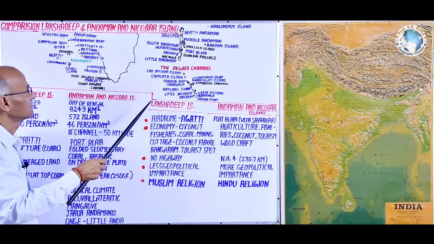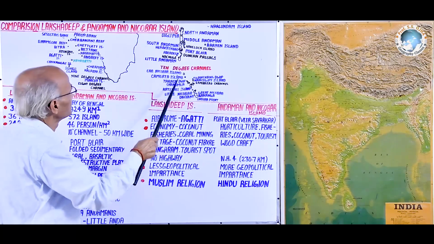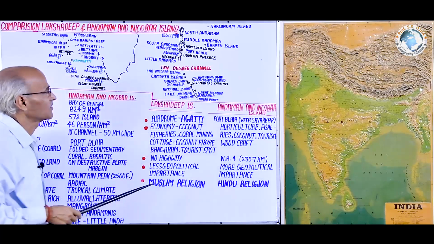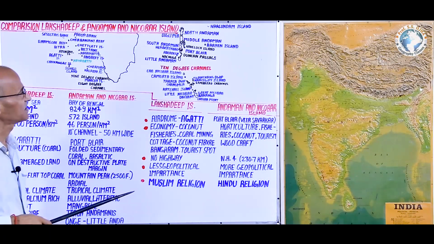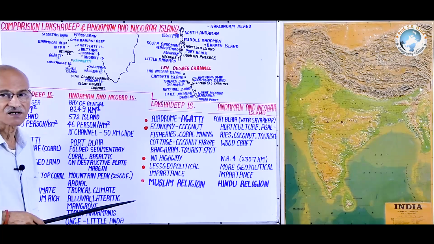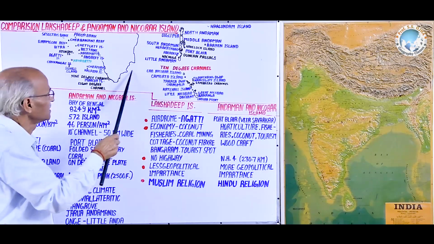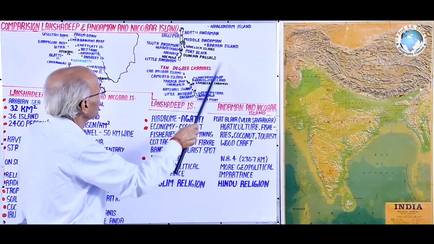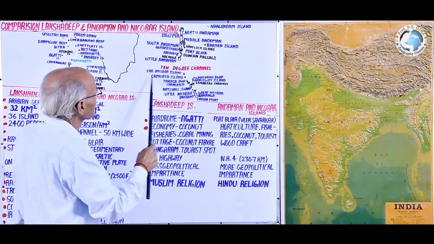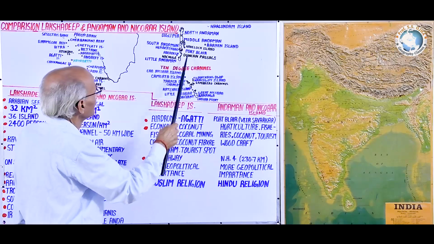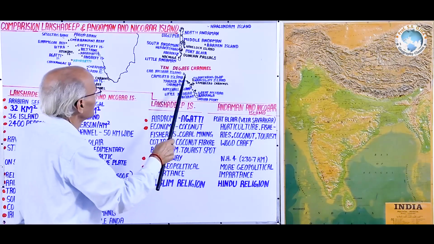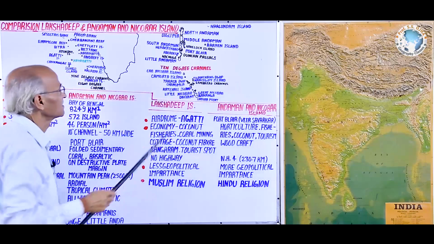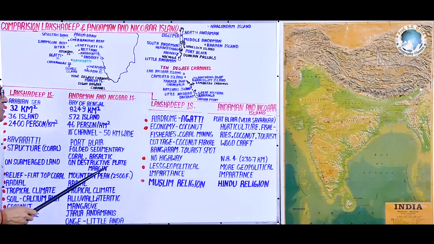And next very important point is that this Andaman and Nicobar group of islands is located along a destructive plate margin. In the west it is the Indian plate, in the east it is the Myanmar plate, and the Indian plate is moving northeastward, subducting here at the destructive plate margin. That's why here there are chances of volcanic origin, because in the past volcanoes have erupted several times.